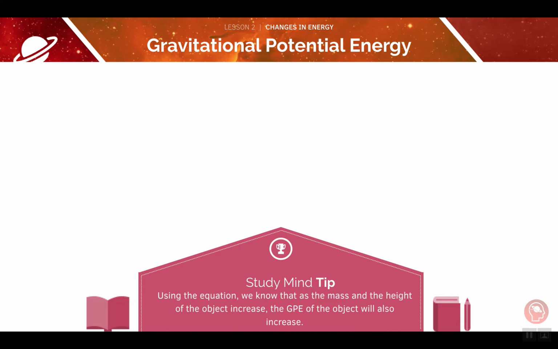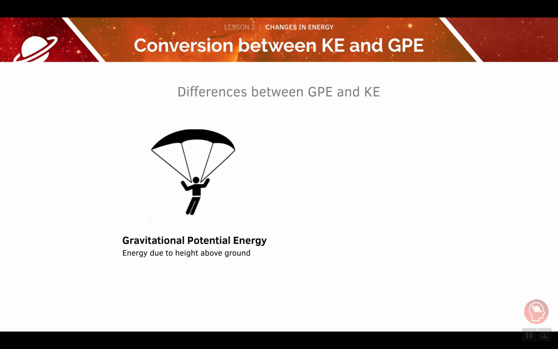Using this equation for GPE, we know that as the mass and height of an object increase, the GPE will also increase. This means that the mass and height are directly proportional to GPE. A skydiver will have GPE since he is high above the ground. A car will have kinetic energy since it's the energy due to motion.